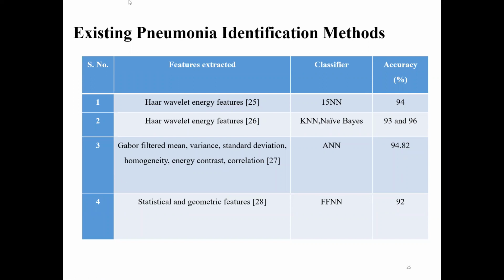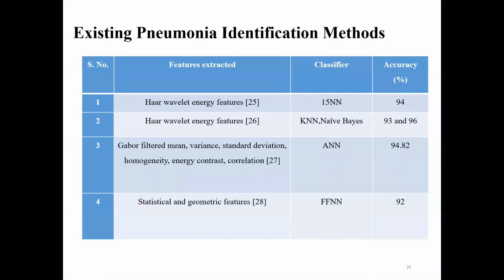So this summarizes all the existing pneumonia identification methods, what features are taken into account, which classifier is used, and how much percentage of accuracy was achieved. So this is a brief literature review that gives an idea. Why we consider this is based on this. What is the observation?